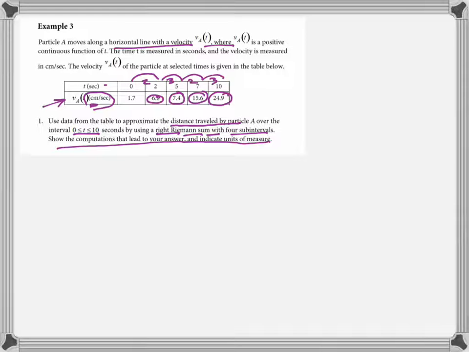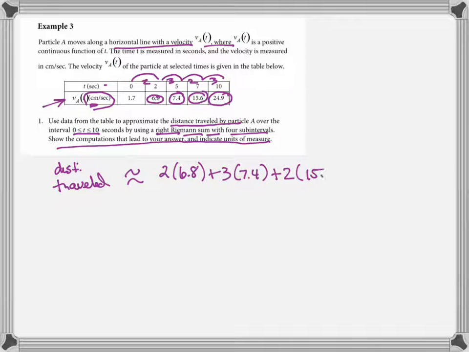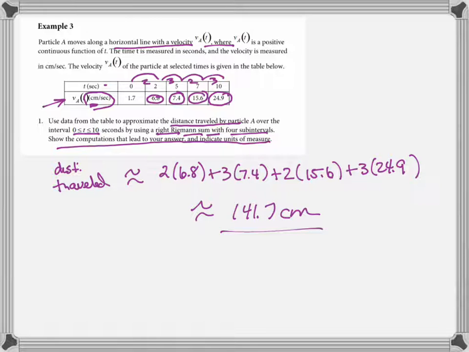So you would say distance traveled, and use approximately because you're doing a Riemann sum. It would be 2 times 6.8 plus 3 times 7.4 plus 2 times 15.6 plus 3 times 24.9. You've done these enough. You should be able to calculate that without a problem. And that's approximately equal to 141.7 centimeters. That's the distance it traveled using a right Riemann sum.